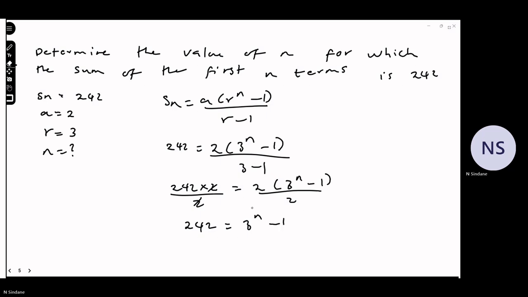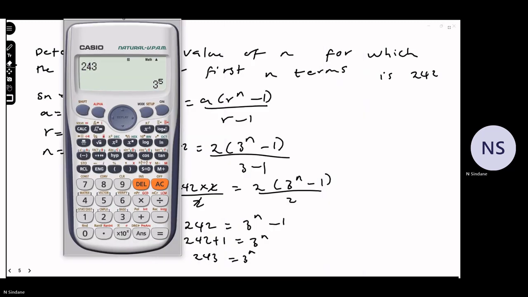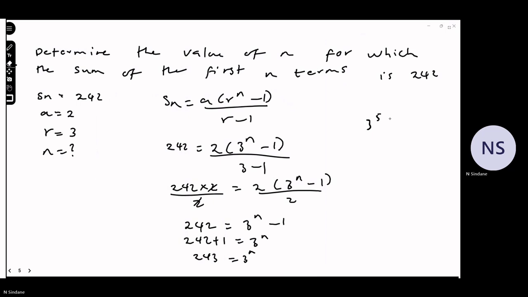This 1 goes to the other side, so I'm going to have 242 plus 1 equal to 3 to the power n. And then 243 is equal to 3 to the power n. Let's see if we can get factors. 243 is equal to 3 to the power 5. So 3 to the power 5 is equal to 3 to the power n. Bases are the same, so we leave them out. 5 is equal to n. Therefore, the value of n is 5.